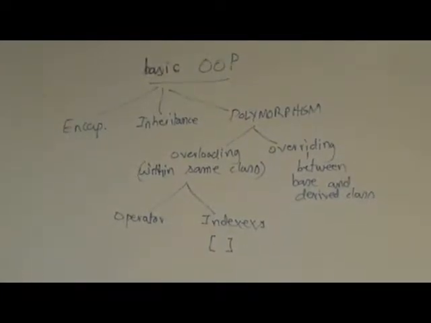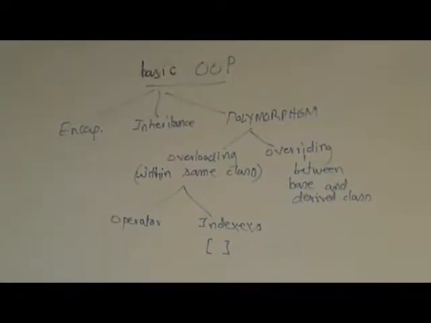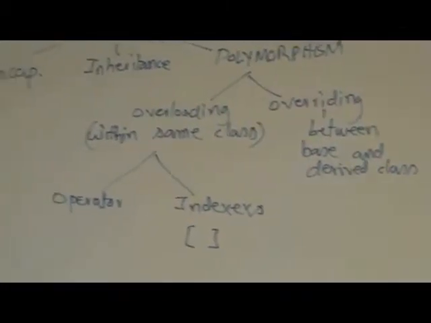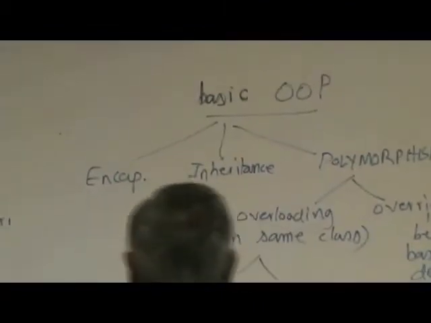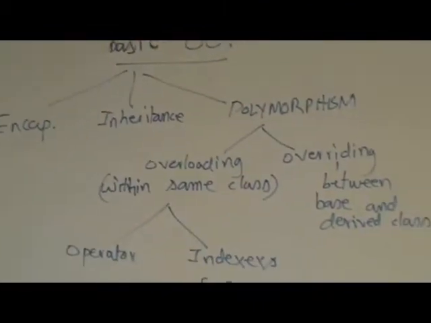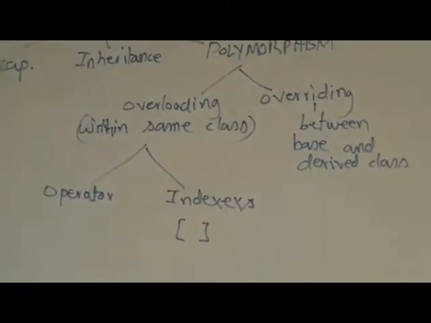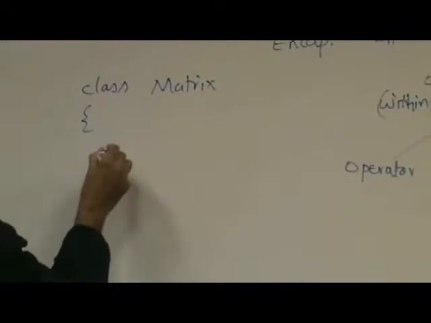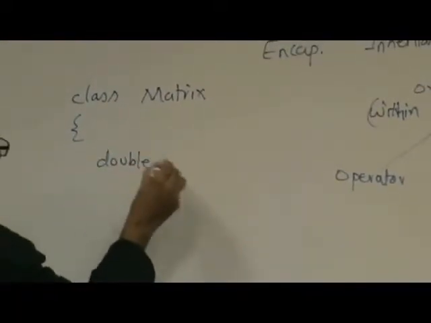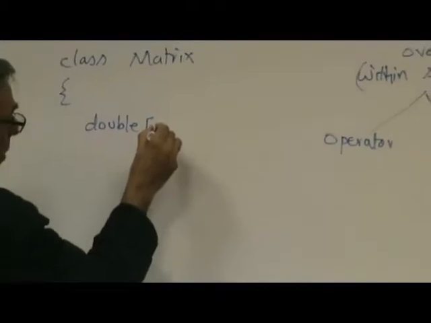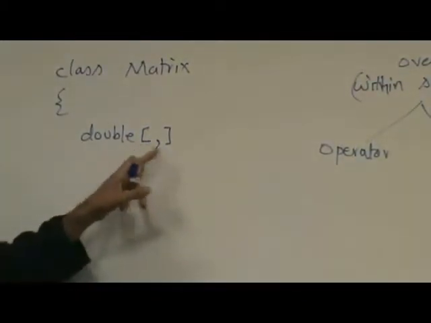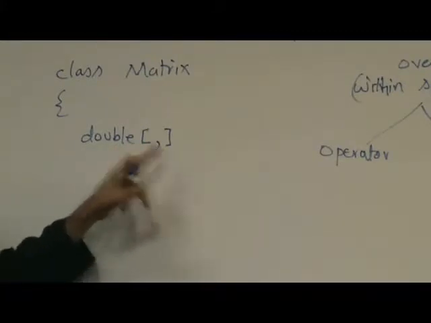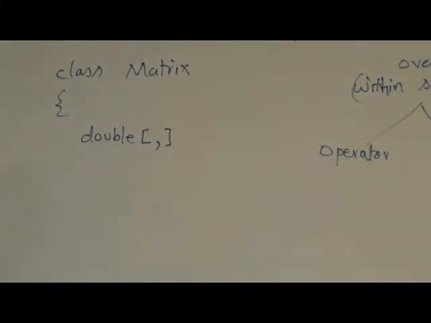To give you an example, suppose you created a class called matrix. A matrix is a two-dimensional structure. So in C# you will declare it, for example, double. Because it's two-dimensional, this is how we create a two-dimensional array. Left square bracket, comma, right square bracket, that means it will be a two-dimensional array.